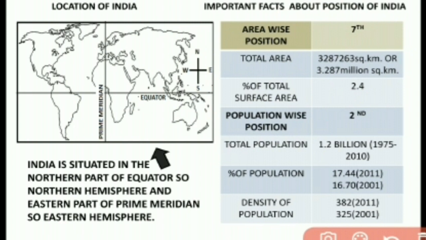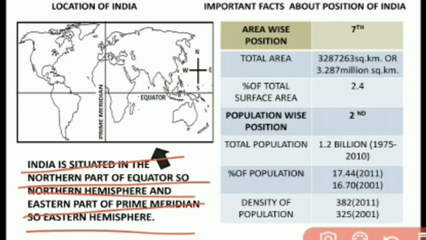So just have a look. India is situated in the northern part of the equator, so northern hemisphere, and the eastern part of the prime meridian, so eastern hemisphere. So that is the exact location of India on the basis of equator and prime meridian.